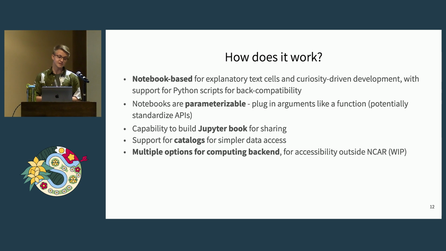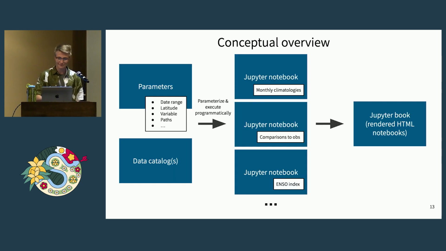Catalogs are files that keep information like where the actual paths of all of your different data files live, how they can be aggregated, and so on. That makes it so you're not dealing with hard-coded paths within your diagnostic code itself. And finally, we want multiple options for the computing background for accessibility around NCAR. That's currently a work in progress. I'm going to be noting what's currently a work in progress throughout the presentation, because this is very much an ongoing piece of development.